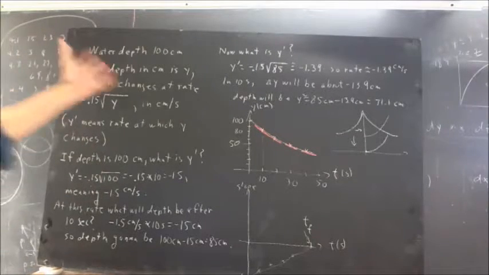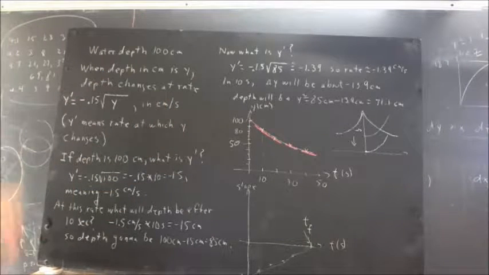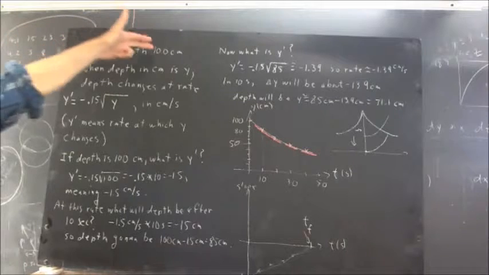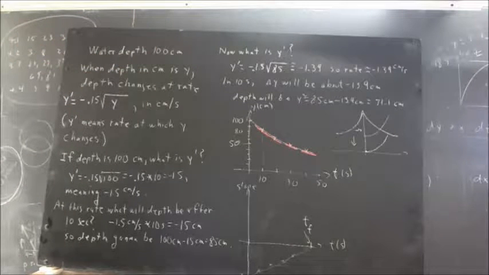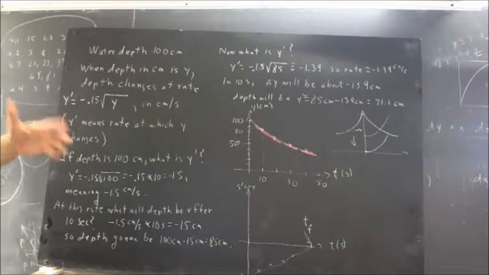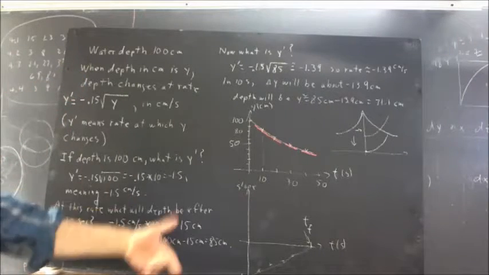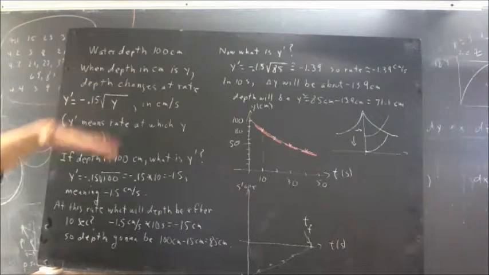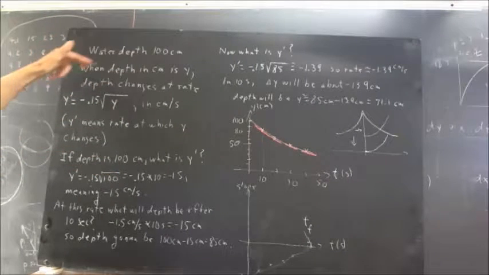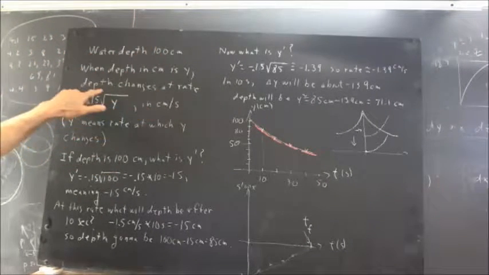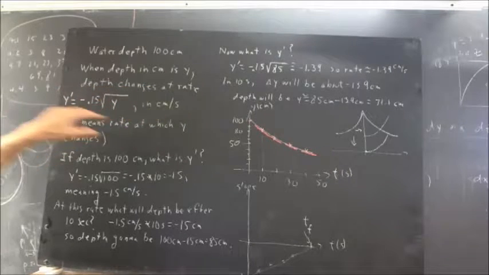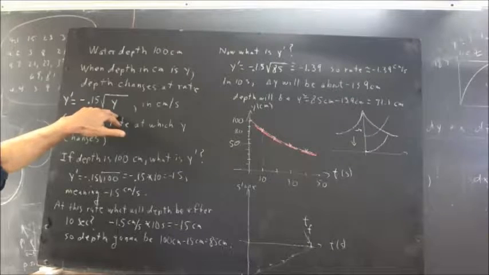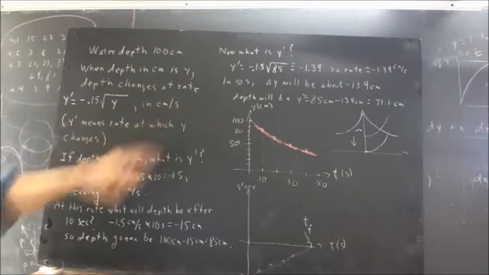This is an example of something on the fourth night homework. We have a water depth that's initially 100 centimeters. And we have a rule for how quickly water flows out of this container, or at least how quickly the depth of water changes in this container. When the depth in centimeters is y, the depth changes at a rate of y prime equals negative 0.15 square root of y. And that's in centimeters per second.